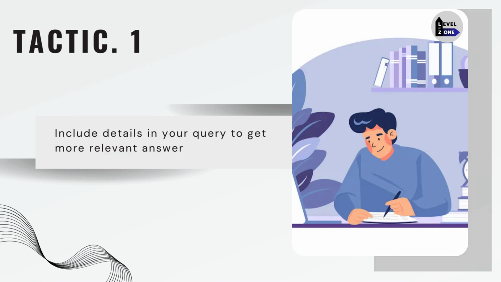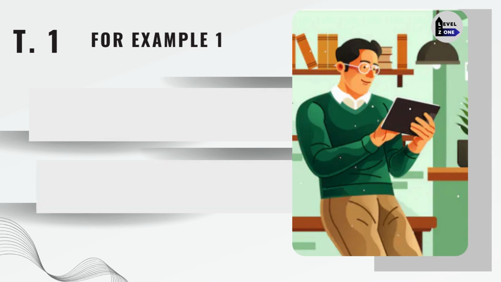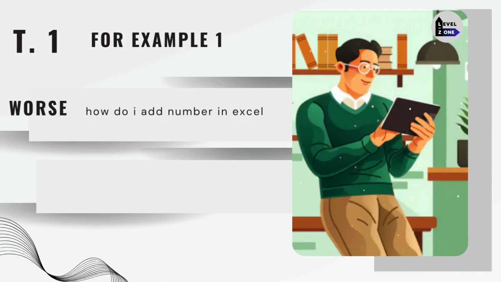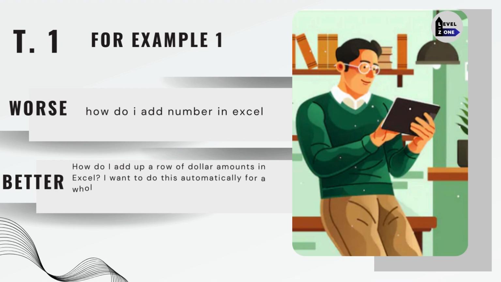Let's consider you need to add numbers in an Excel sheet. In the worst case scenario, you will say, ChatGPT, how do I add numbers in Excel? But according to tactic number one, you need to say better than this: how do I add up a row of dollar amounts in Excel? I want to do this automatically for a whole sheet of rows with all the totals ending up on the right in the column called total.